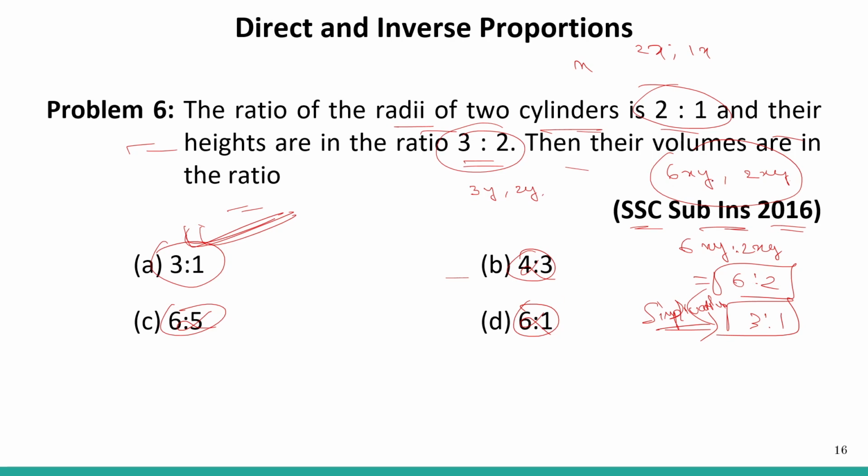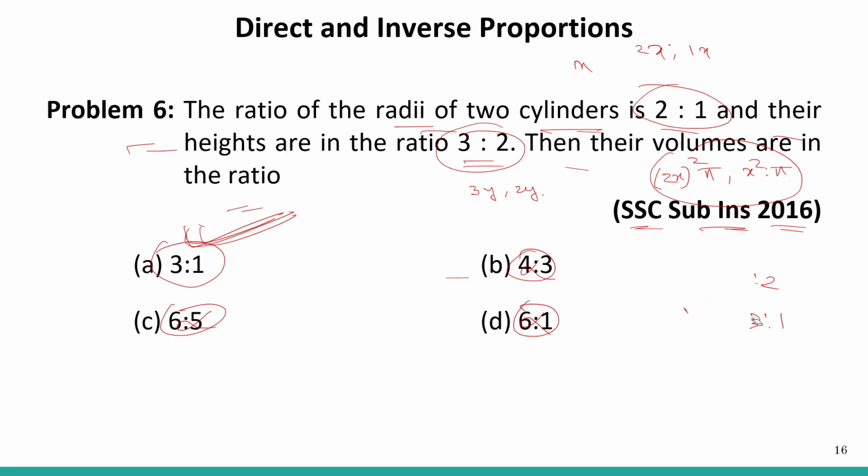So this will be what? Their volumes become 2x square into pi and 2x square into pi, right? So their volume ratio will become 2x square into pi into 3y is to x square pi into 2y. So this will be nothing but 4 into 3 is to 2.